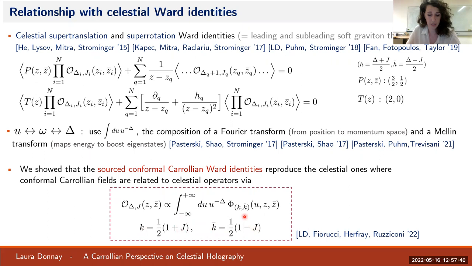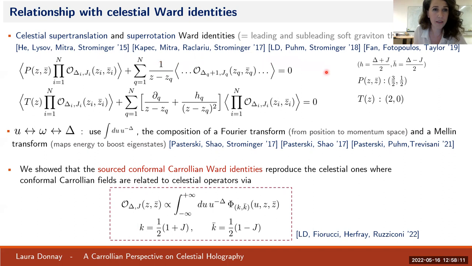And by using this map, you can do a bunch of non-trivial checks. Basically what you can do is write, you remember I showed you these Ward identities of this conformal Carrollian field theory with sources, which were a bit messy. You can use this map and show that you reproduce exactly these sort of Ward identities.